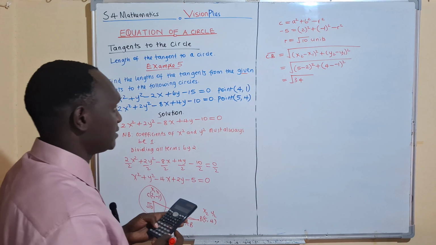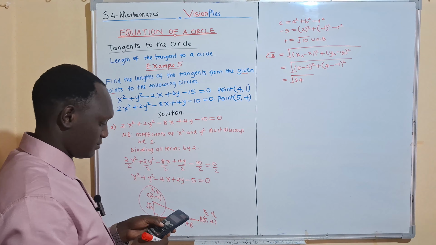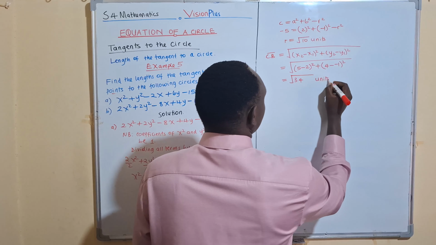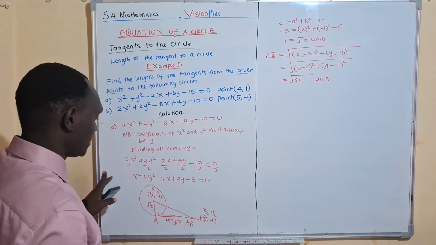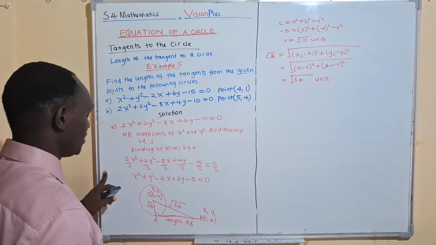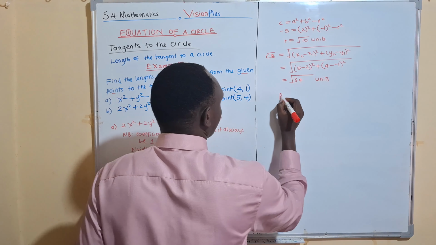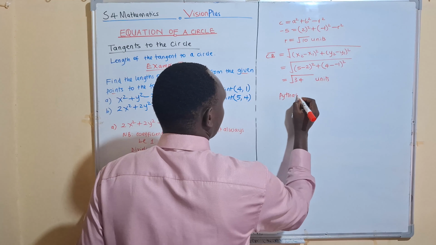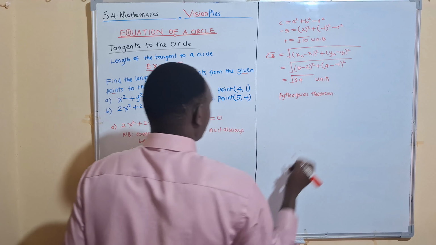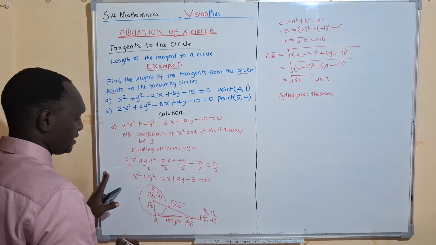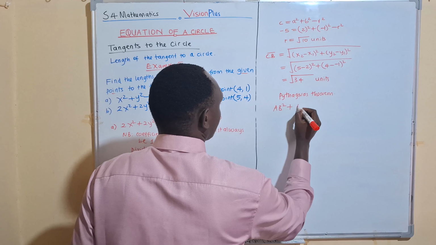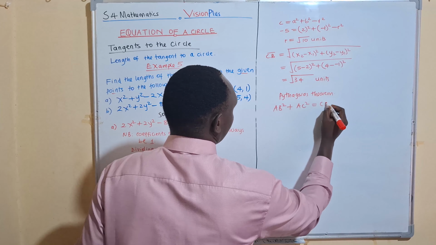5 squared plus 3 squared. Yes. So the length CB is root 34 units. This length here is root 34 units. So we need to apply Pythagoras theorem to give us the length AB. So in applying Pythagoras theorem, we shall say AB squared, we know that already, plus AC squared equals CB squared.